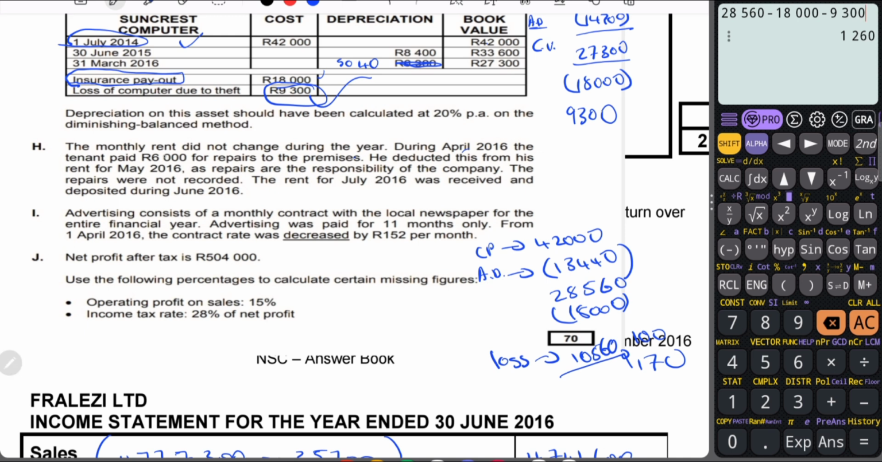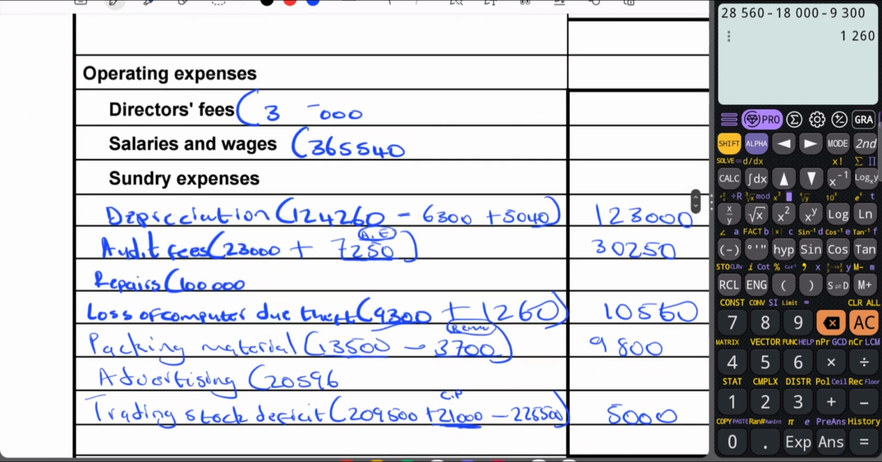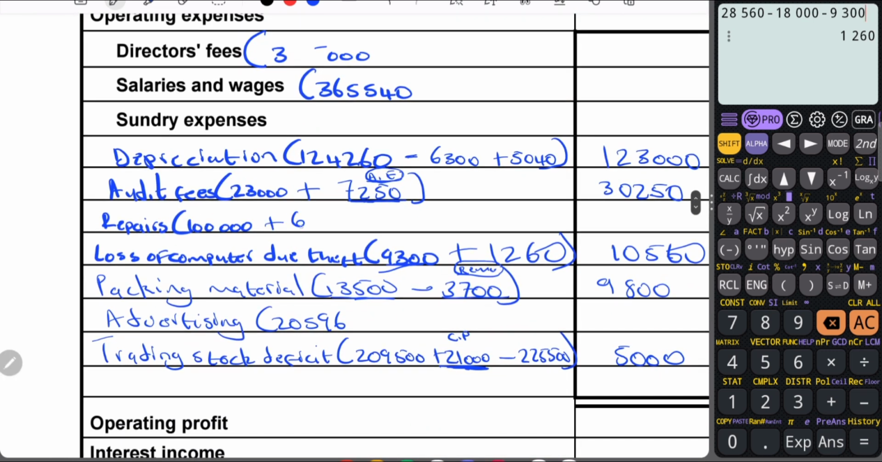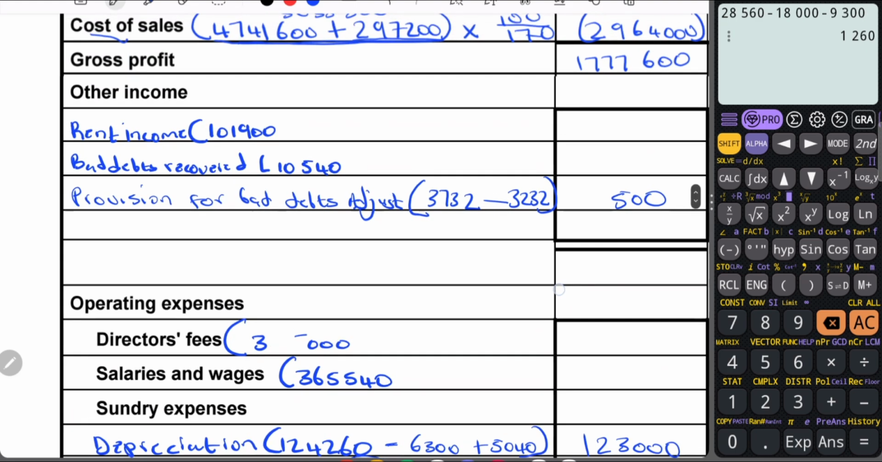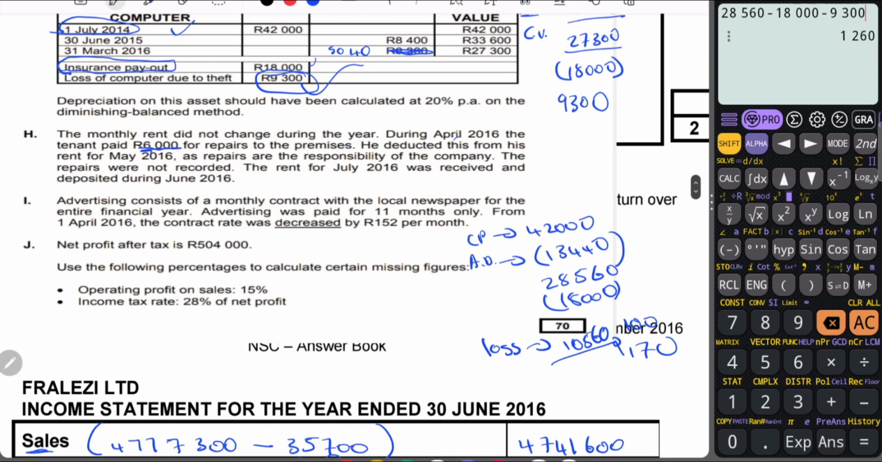The first thing, guys, you must go and record this 6,000, because the 6,000 falls under what? Under repairs and maintenance. Let's go and record it under repairs. It's an expense for a business, so it's going to be plus 6,000. Why do we add it? Because repairs are the responsibility of the business, not the responsibility of the tenant, guys. That's why we go back to our repairs and add that amount, and when you add it, it's going to be 106,000 now. Then we can continue with our information.